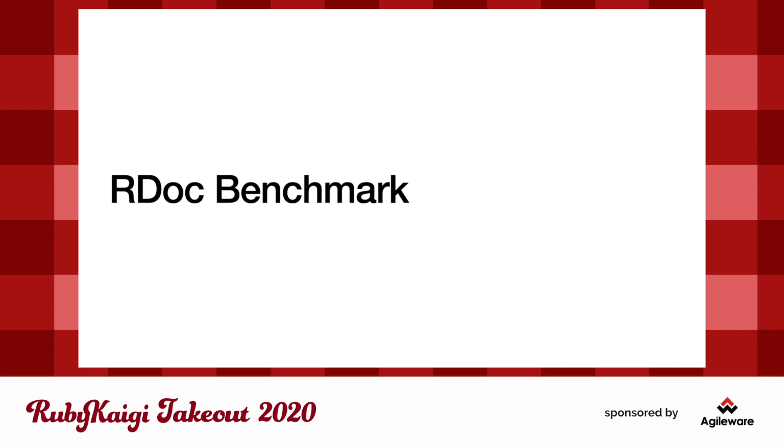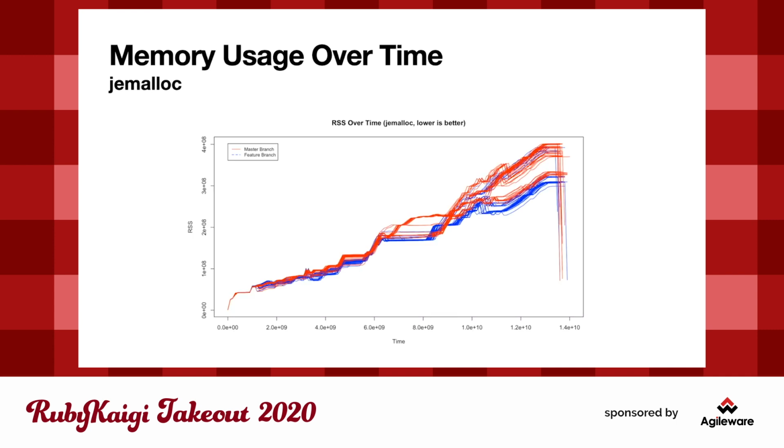In order to test the patch, I used RDoc documentation generation as a benchmark. I generated RDoc documentation and recorded the process size. This is a graph of the memory usage over time. The x-axis is time and the y-axis is memory usage. The red line is the master branch and the blue line is the branch with my patch applied. I ran the benchmark 50 times. From the graph, we can see that with the patch applied, running RDoc actually uses less memory.